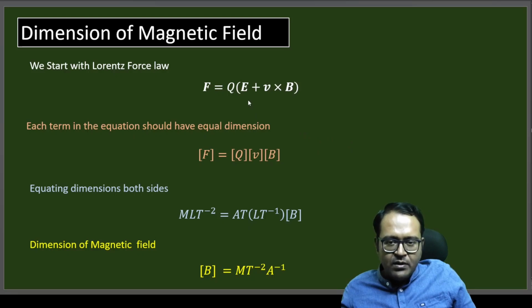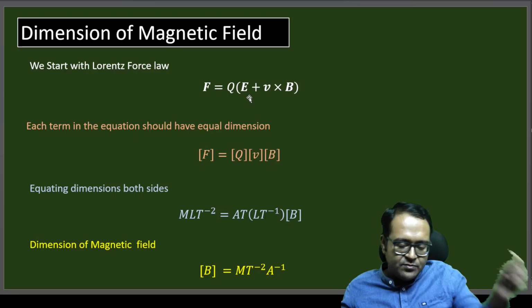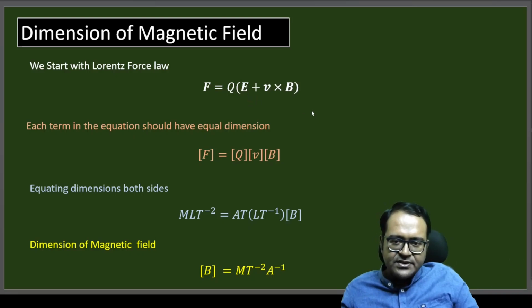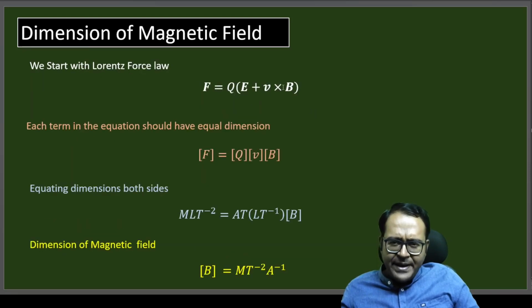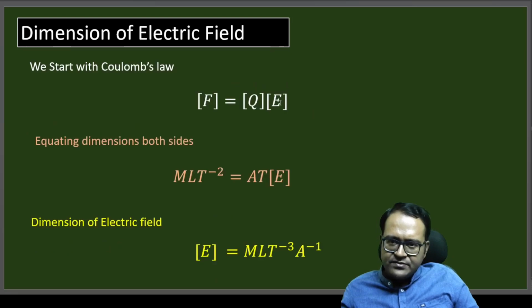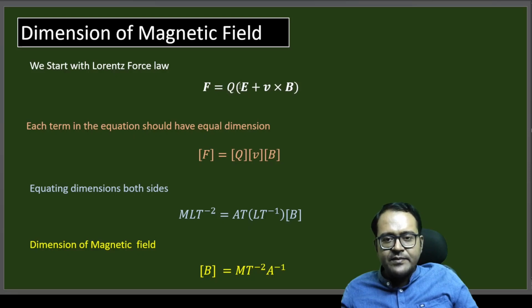There's a Lorentz force law which gives you the force on a particle moving inside an electric and magnetic field. Each term of that equation should have equal dimension. That means the dimension of force should be equal to the dimension of Q into E, which we already used here. Here we don't have a magnetic field, that's why B does not appear. But if you have a magnetic field, the force becomes QE plus Q into V cross B. So we consider the second term to calculate the dimension of magnetic field.